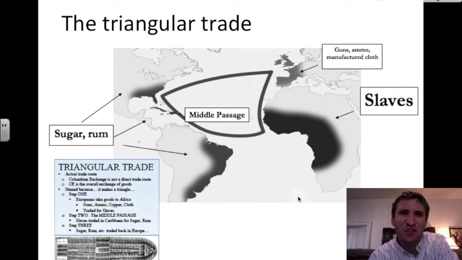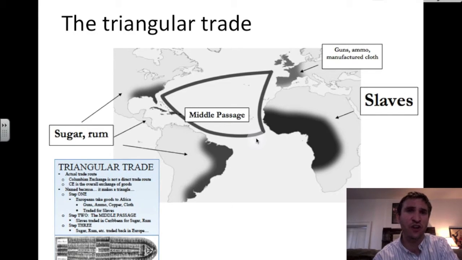Let's talk now about the triangular trade. This is different than the Columbian Exchange. It can be confusing, so let's decipher the two. The triangular trade are the actual trade routes from different continents. Why are they called triangular trade? Well, the trade routes make the shape of a triangle. The Columbian Exchange, meanwhile, is not a specific trade route. It's just the general transfer of food and goods and ideas and diseases and people, as we'll learn shortly. So that's the difference between the triangular trade and the Columbian Exchange.